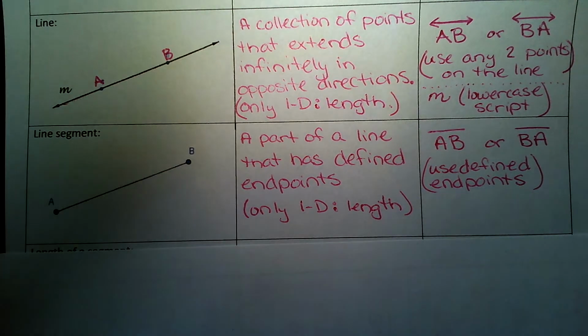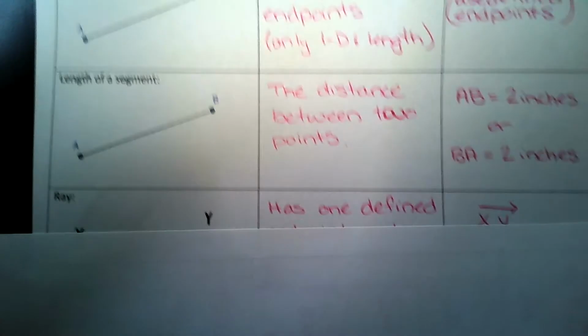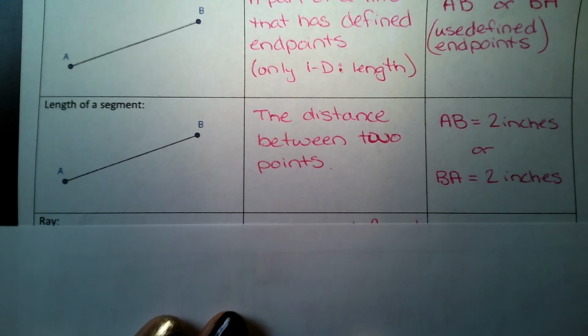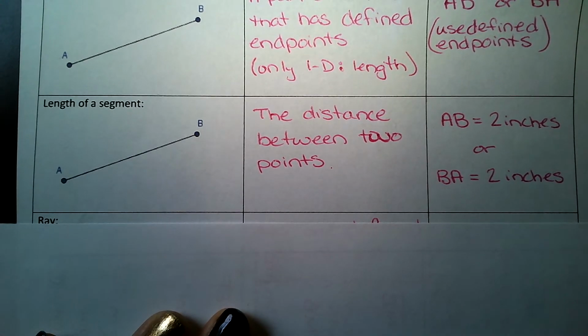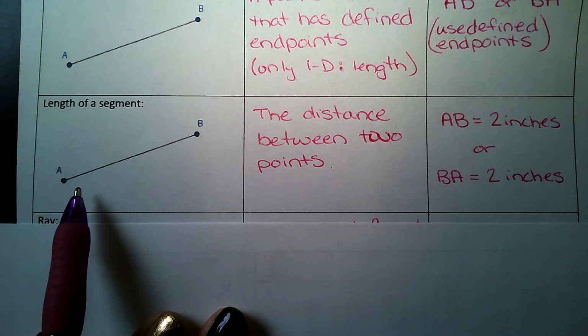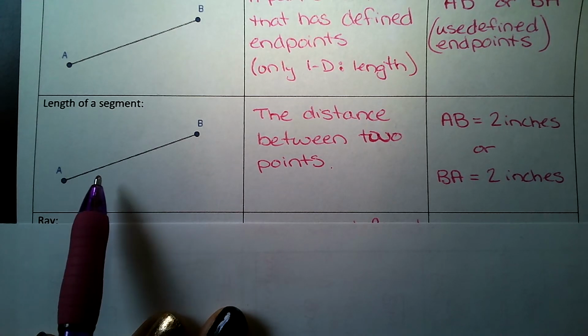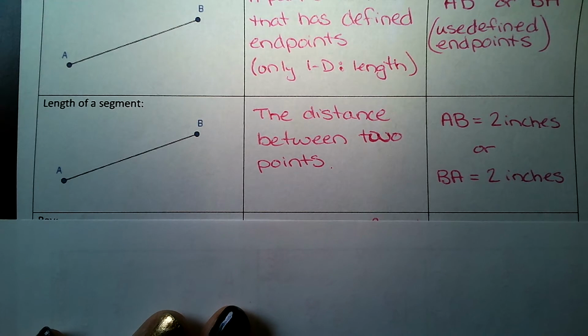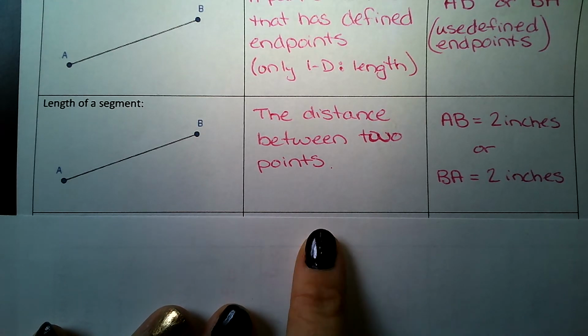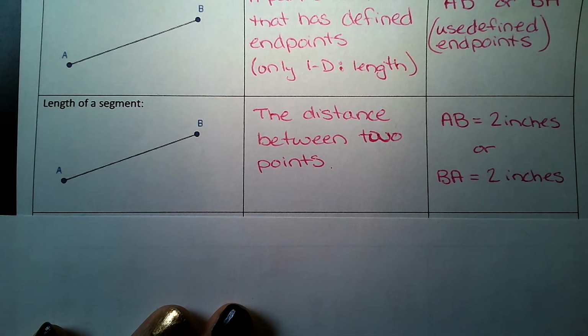All right, our next point to talk about is the length of a line segment. We talked about the object, the line segment, and now we're going to talk about the length. I've used the exact same picture. So this is a line segment. However, now I want to talk about how long that line segment is. The length of the line segment is the distance between 2 points.